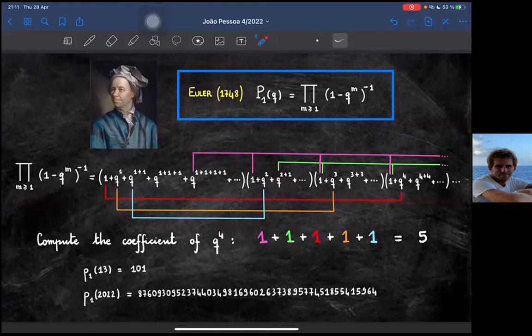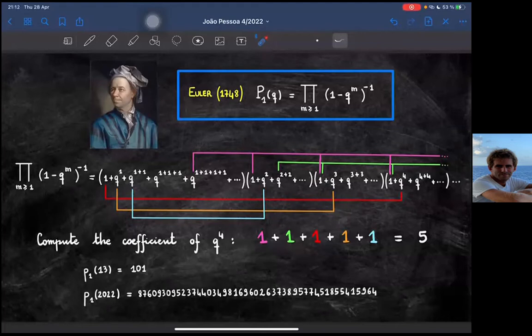And now let's compute the coefficient of q to the 4th. Well, we see that there are a bunch of contributions which I tried to illustrate here. So for example, I pair 1 with q to the 4th, or I pair this q to the 1 plus 1 with the q squared, and so on. For example, on top here I have q to the 2 plus 2, which pairs with 1 everywhere else in the other factors, and so on. And you see that there are exactly 5 contributions. So this is precisely the number of partitions of 4.